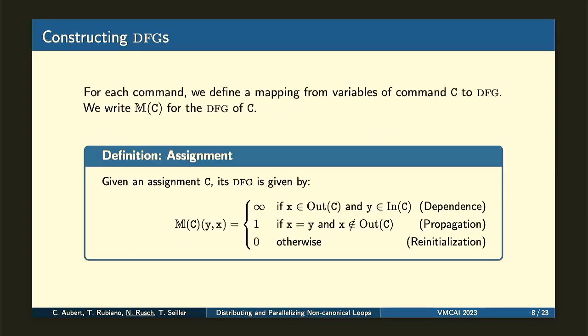For each command in the program syntax, we define how you actually identify the in and out variables. So I have included here as an example an assignment. I said assignment is fairly easy to see what will be in and out. So we consider it a dependency if one is the out and one is the in. And then it's a 1 if the x variable is equal to y, but it's not an out variable, and everything else is a 0. Okay. And in the paper, we have defined how to determine all of these relationships for each kind of statement that our syntax supports.